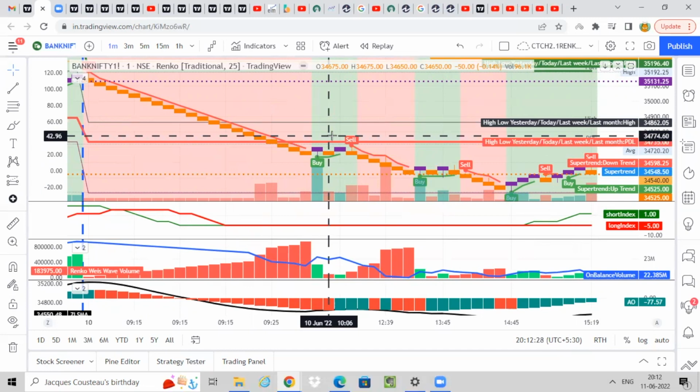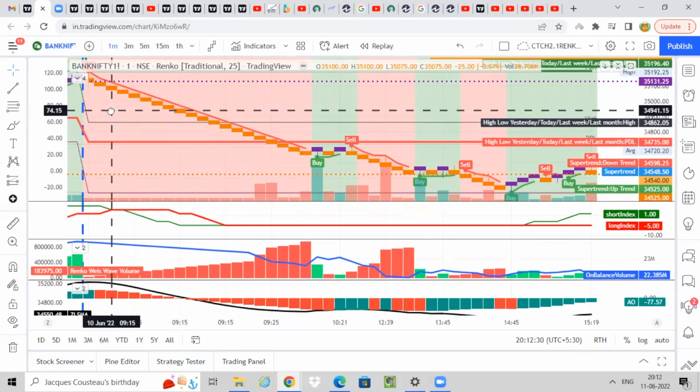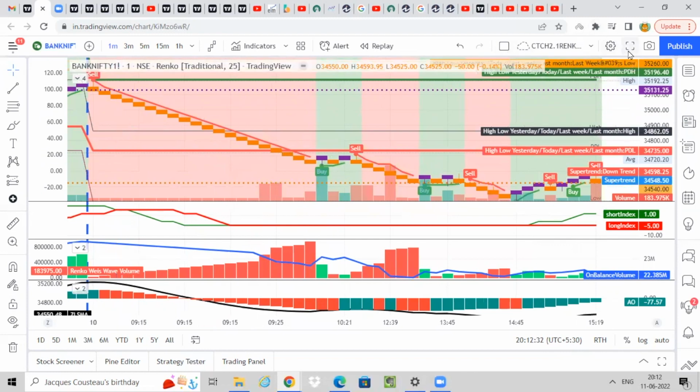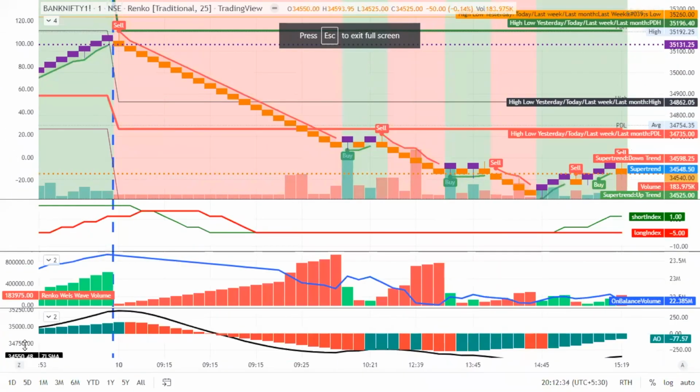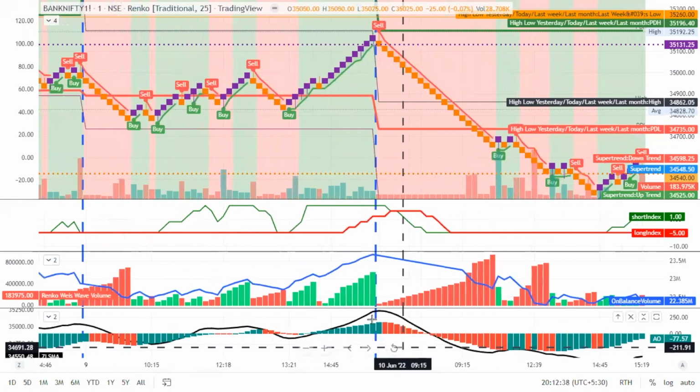Can you take a larger look, Nilesh, so that I see more than a day? I want to zoom out. Okay, sir. Zoom out, correct.